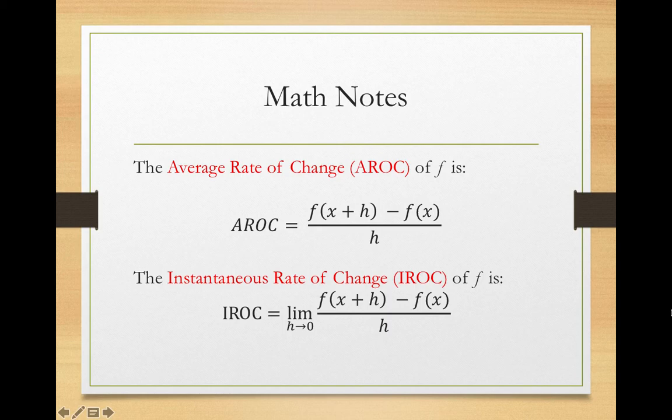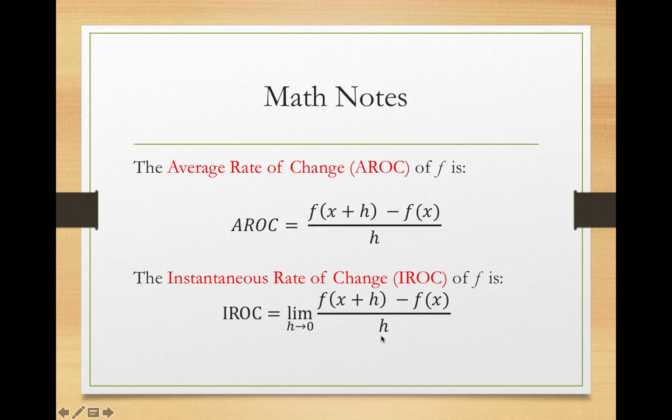All right, so in your math notes, let's go ahead and begin. The average rate of change, AROC, that's the shorthand way to write it, of f is f of x plus h minus f of x all over h. And the instantaneous rate of change, IROC of f, is the limit as h approaches 0 of f of x plus h minus f of x all over h.